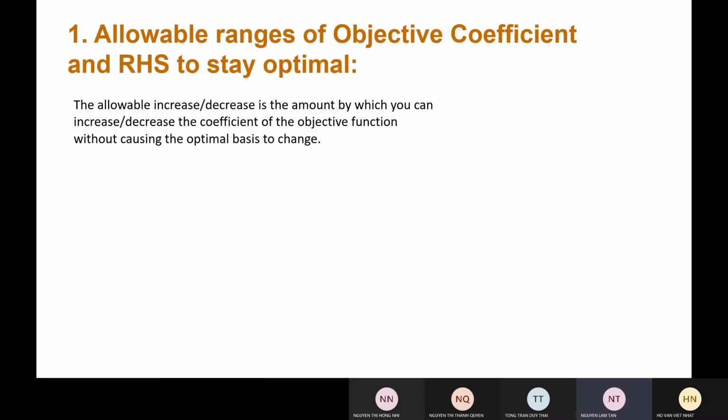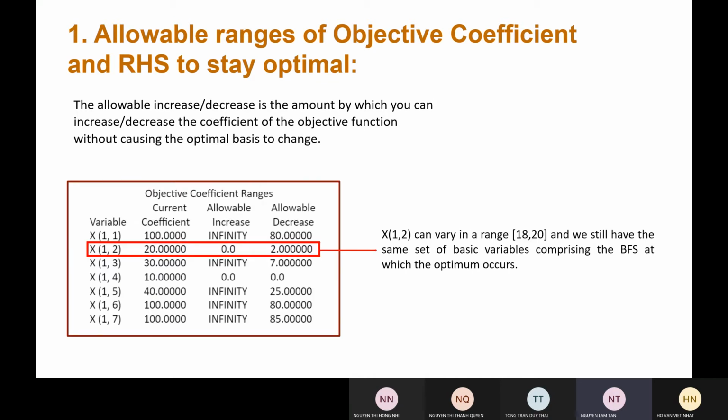The first is the analysis on allowable ranges of objective coefficients and right hand side to stay optimal. So the allowable increase or decrease is the amount by which you can increase or decrease the coefficient of the objective function without causing the optimal basis to change. So after using Lingo, we have the result, and the result is really long with nearly 100 lines. So I just take some of these to illustrate to you.